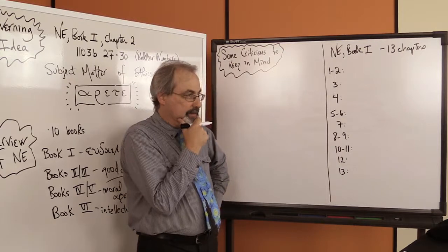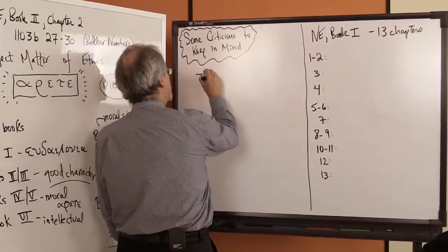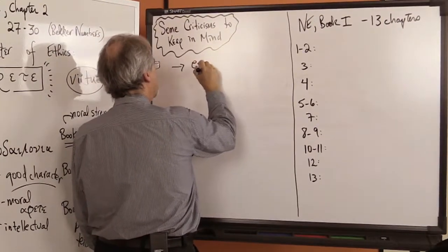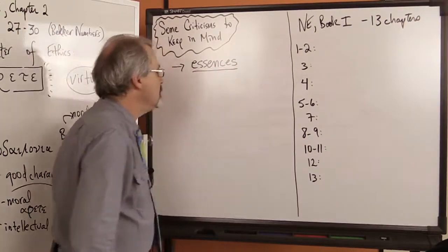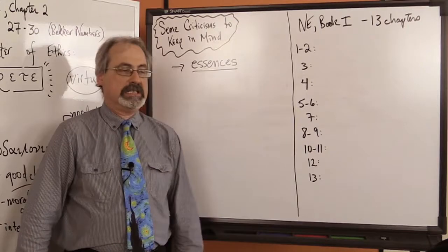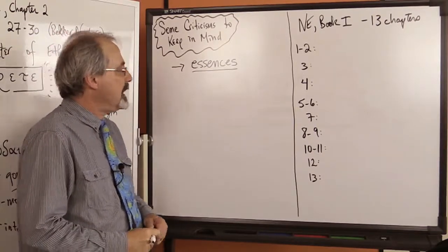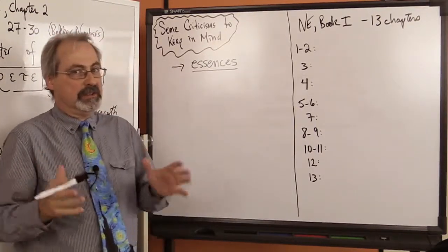So what's one criticism to keep in mind? Well, first off, the notion of essences. We'll get more into detail as we go through, but Aristotle has lots of essences in his work.